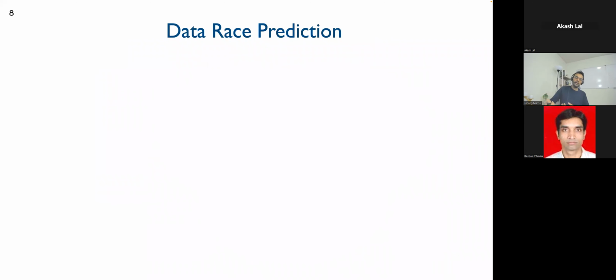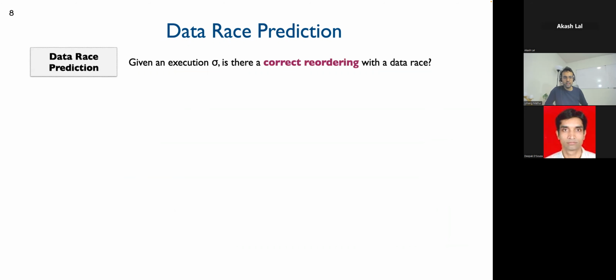Okay, so let's revisit data race prediction. So the problem at hand is you have an execution sigma and you want to check if there is a correct reordering. The correct reordering definition is something that I talked about in the last slide, maybe, with the data race. So basically the picture looks like this.